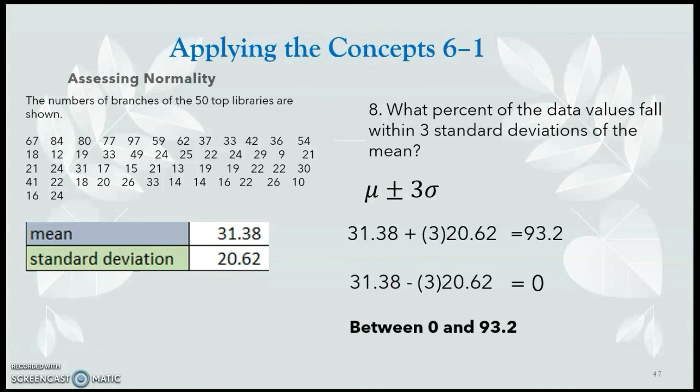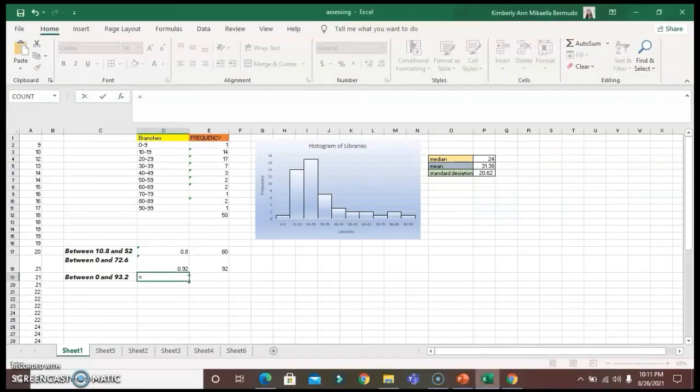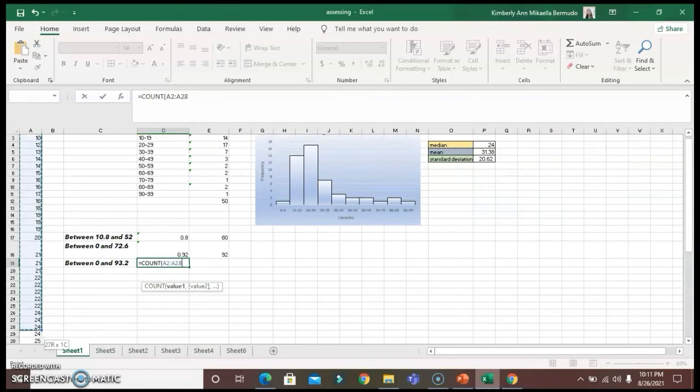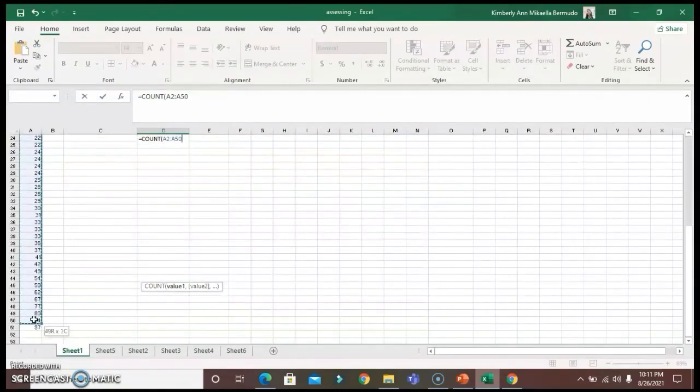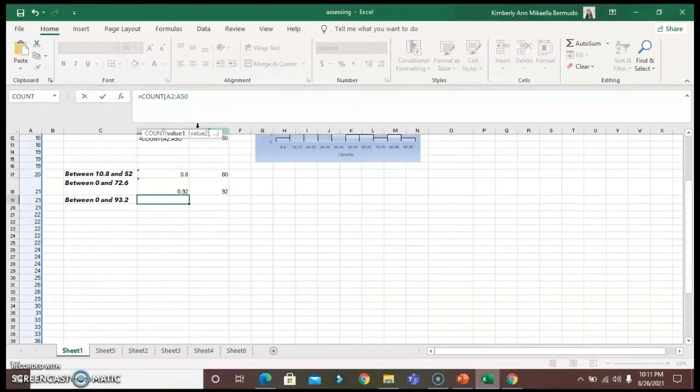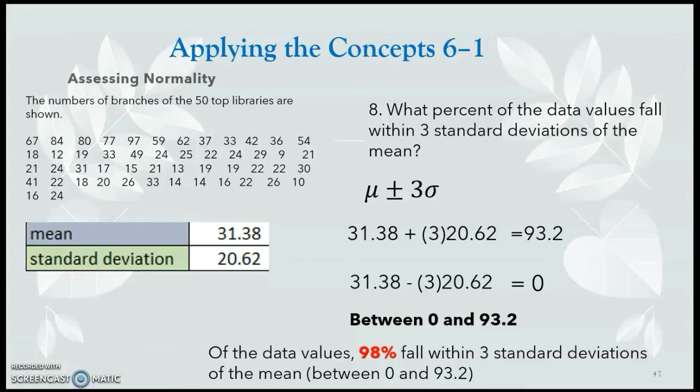Let's go back to Microsoft Excel to count the data values that are between 0 and 93.2. Let's count the data values between 0 and 93.2. 97 is not included since it is greater than 93.2. Then divide it by 50. Then after that, multiply it by 100. Of the data values, 98% fall within 3 standard deviations of the mean, between 0 and 93.2.